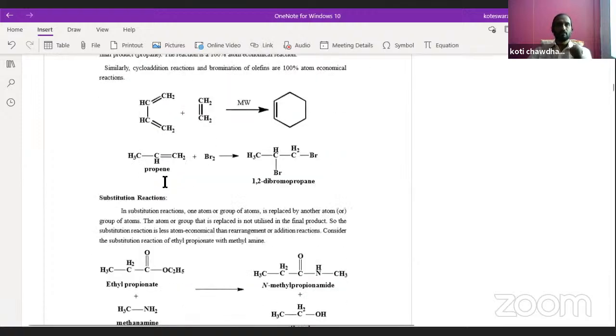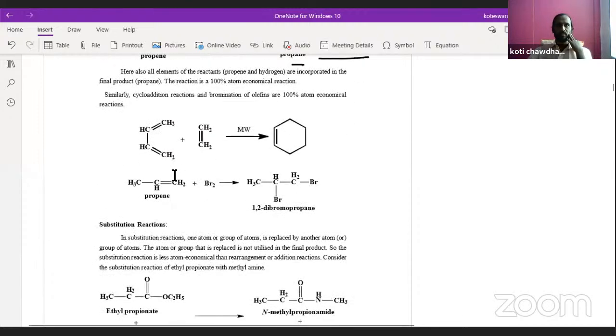Okay. Now, the Diels-Alder reaction. Coming to the Diels-Alder cycloaddition reaction, the diene and dienophile both undergo cycloaddition in the presence of microwave conditions. This is the microwave energy power. Then it leads to the formation of cyclohexene. This is also a 100% atom economy reaction. And the bromine addition to propene, forming the dibromo product, is also a 100% atom economy reaction.